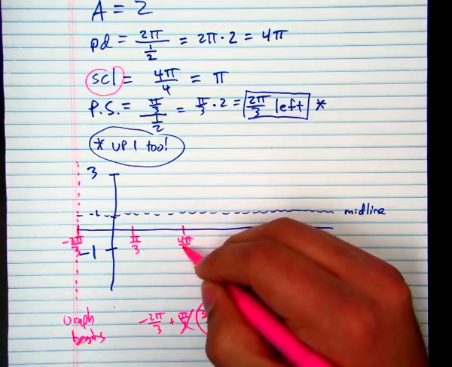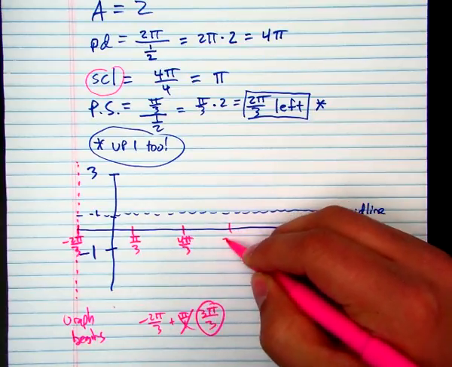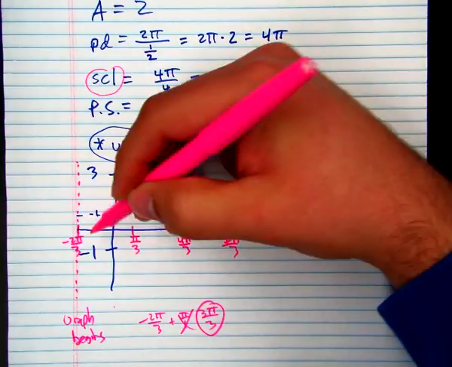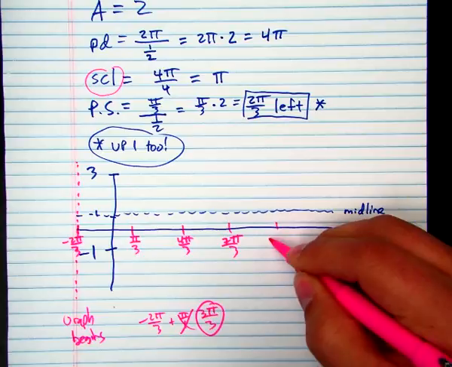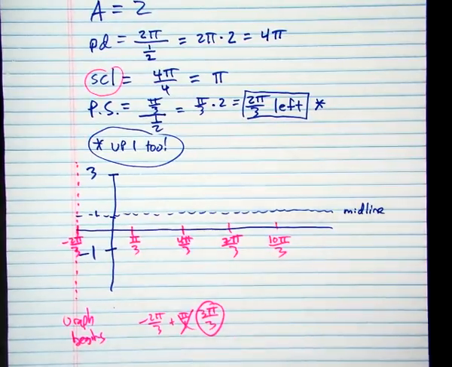Next one? 7 pi over 3. Let's see, I got 1, 2, 3. I need one more, so what's the last one? 10 pi over 3. And this is where we stop.